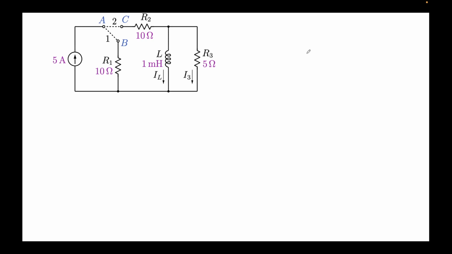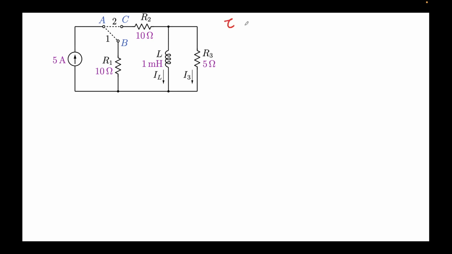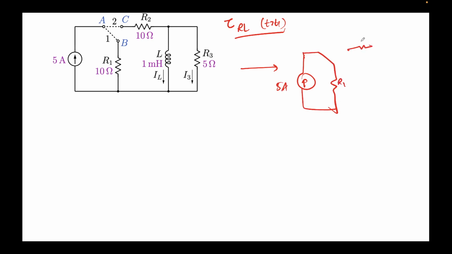Okay, so for this part, now it is being asked what is the time constant for time t greater than T1. This is again a very straightforward problem. We are interested in finding tau equals L over R at t greater than T1. So I'll simply redraw the circuit for t greater than T1. It will look something like this: 5 amps, R1, R2, L, and R3. We are interested in finding the time constant. This means we need to find the Thevenin equivalent across this inductor L. How to do that?